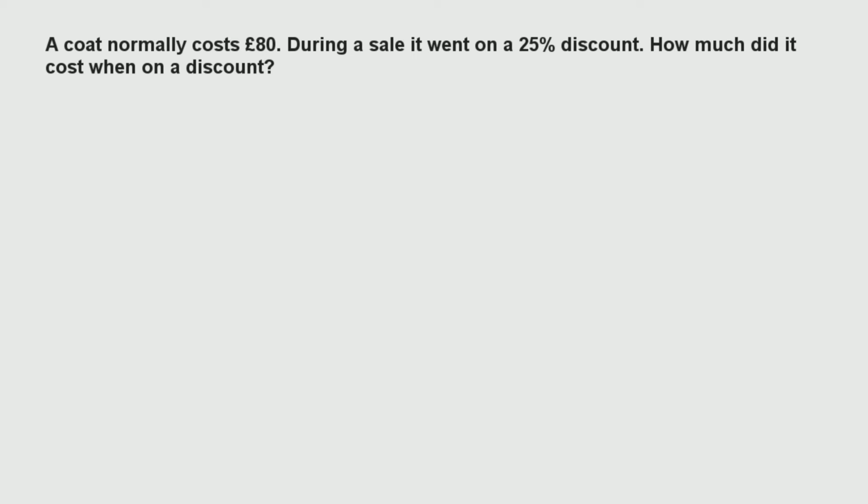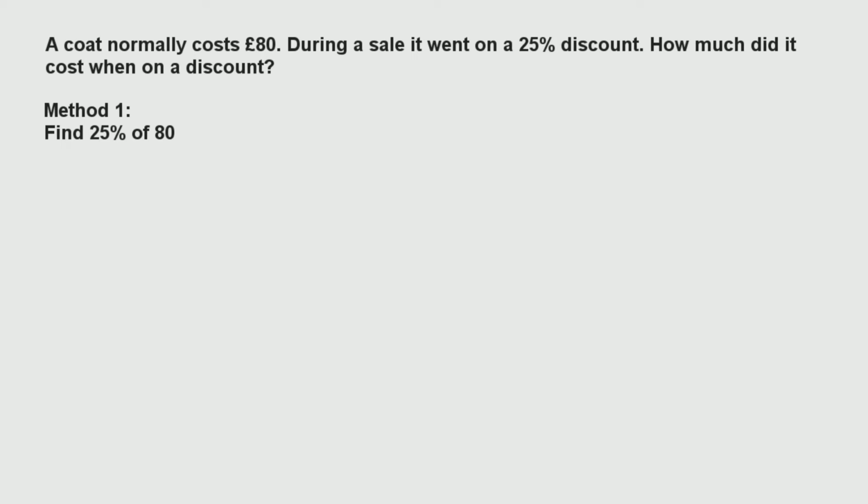So here's an example. A coat normally costs £80, or you can think dollars if you're in America, or euros if you're in Europe, if you're watching it from there. During a sale, it went on a 25% discount. How much did it cost when on a discount? Okay. Again, we're going to do it both methods. So the first method, we're going to find the 25% of 80. So that 25%, which is a discount.